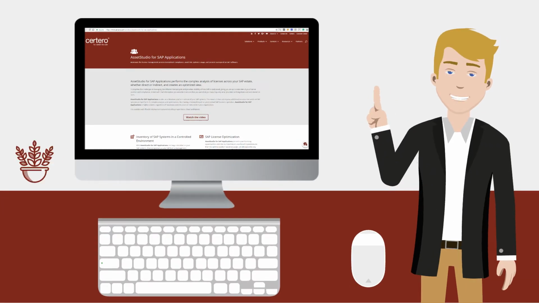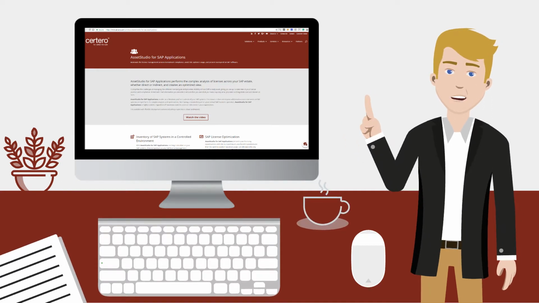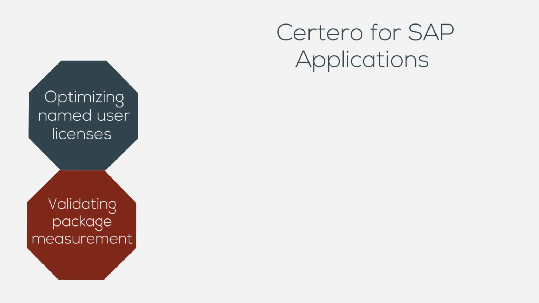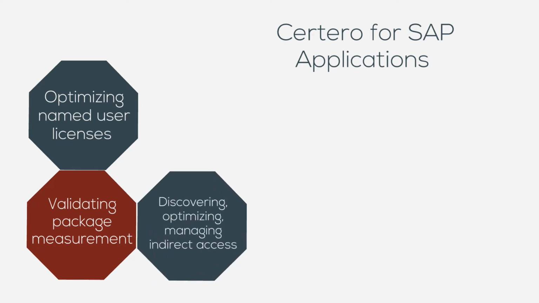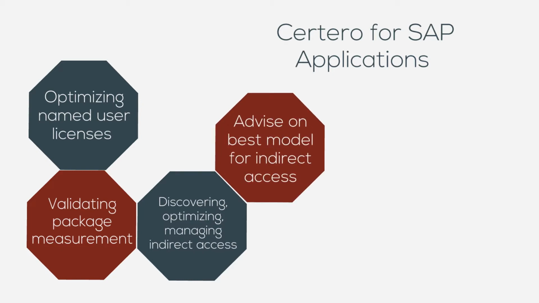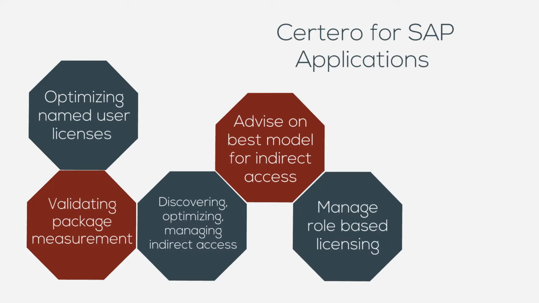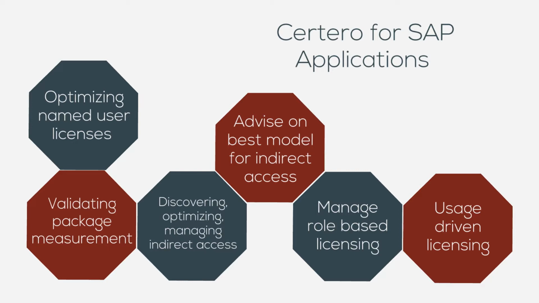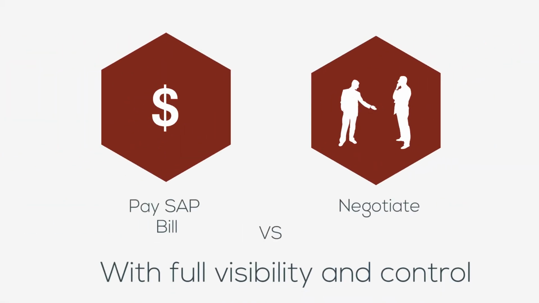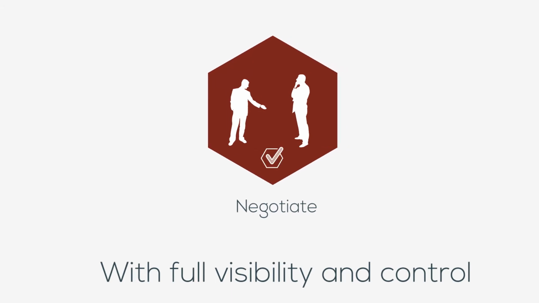Certero for SAP applications, in combination with Certero's dedicated SAP licensing experts, provides insight into current license usage, both direct and indirect, optimizing named user licenses, validating package measurements, and discovering, optimizing and managing any instances of indirect access. Certero also advises on the best model for calculating indirect access specific to each company. Certero for SAP applications manages licenses which are based on traditional role access methodologies, as well as comprehensive rules driven by actual usage. This provides Company X with all the information they need and allows them to have a meaningful discussion with SAP, backed up with SAP's own data.